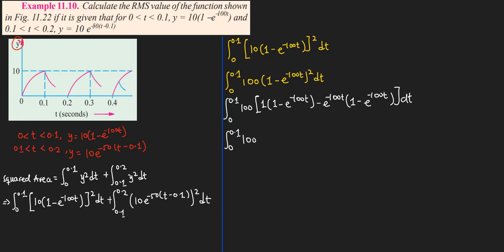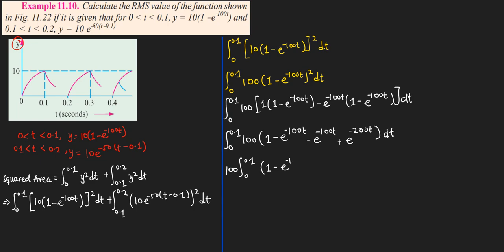Okay, then we are going to have 100 multiplying 1 times 1 give us 1, and then 1 multiplying e to the power minus 100t to give us minus e to the power minus 100t. And then we are going to have minus e to the power minus 100t, plus e to the power minus 200t, bracket closed, dt. So let's integrate this. I'll treat the 100 as a constant, so I'll take it to the left hand side of the integral symbol, and we're going to have the integral from 0 to 0.1 of 1 minus e to the power minus 100t minus e to the power minus 100t.